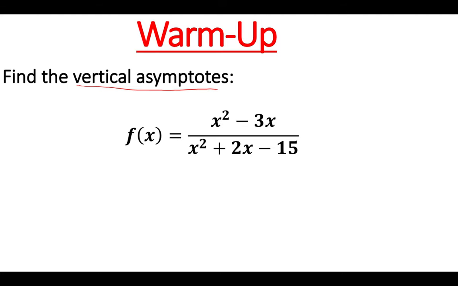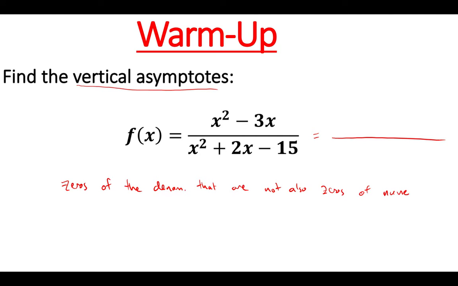All right, the pre-calc or Algebra 2 method of finding vertical asymptotes. We'll review this a little bit today, but basically what you want to do is find the zeros of the denominator that are not also zeros of the numerator. In other words, what makes this function undefined but doesn't necessarily get canceled out when you factor it?